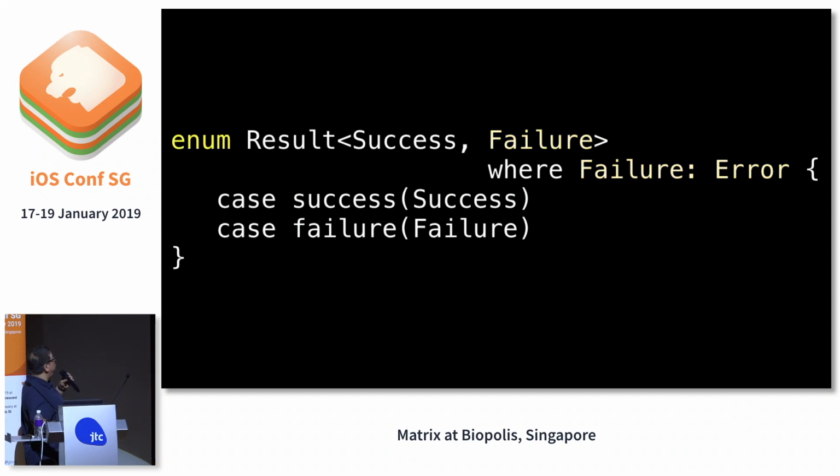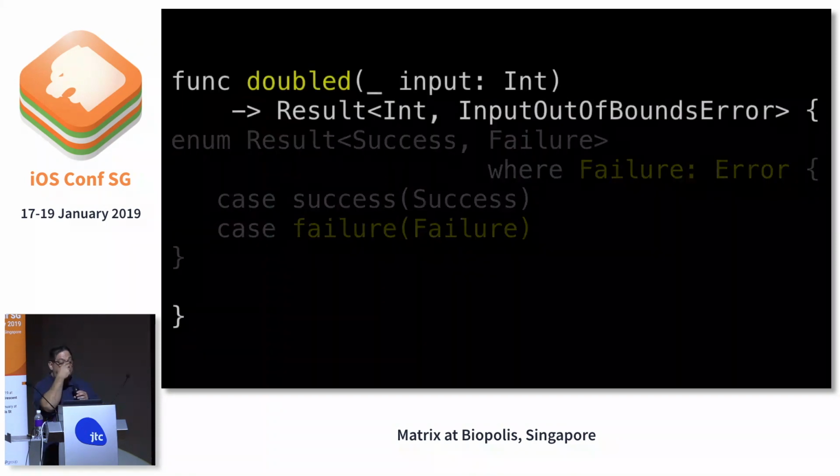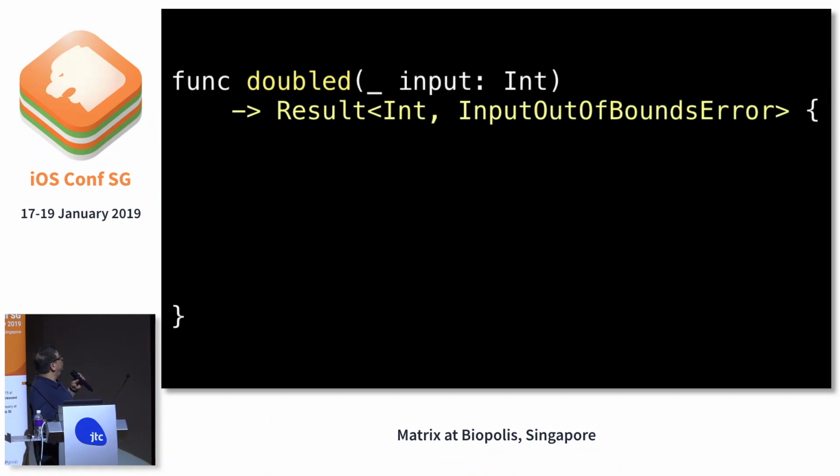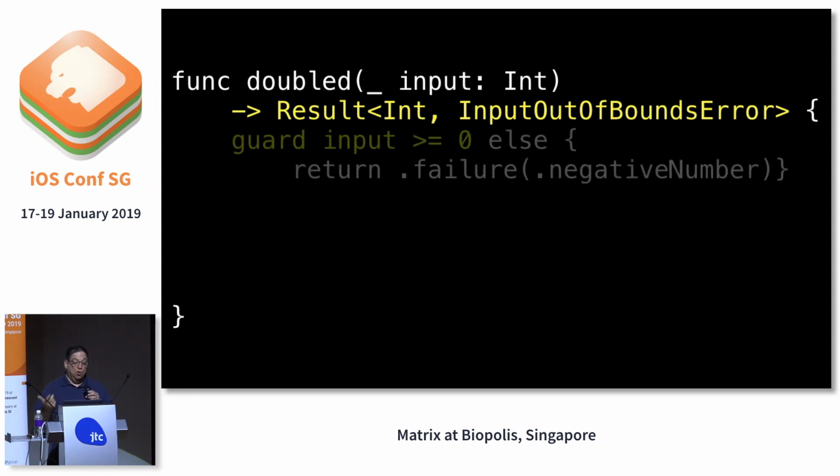It's implemented as an enum. There are two cases. There's success. Success is this success value type, which is int in our case. And there's failure. Failure in our case is something that conforms to error, and that's going to be the one that tells us whether we have a negative number or a number that's too large. And so doubled will now look like this. Doubled will return the result type, and it will either have the int or we'll have the input out of bounds error.